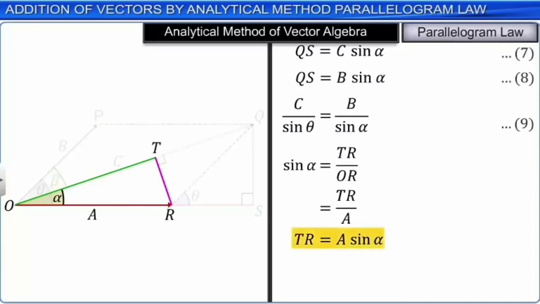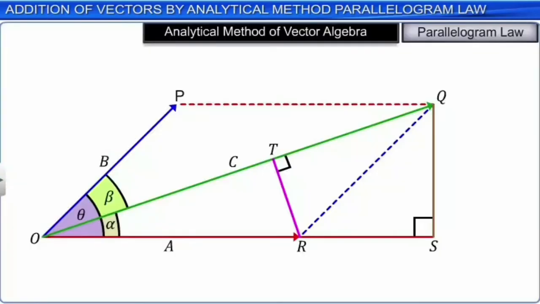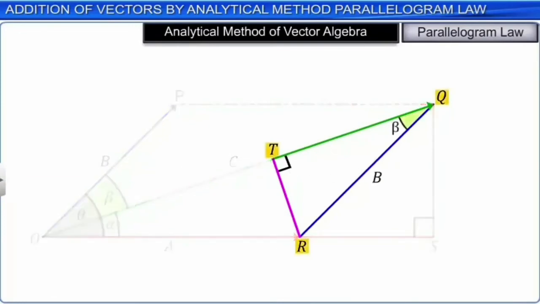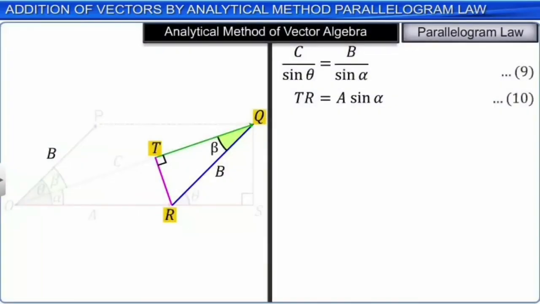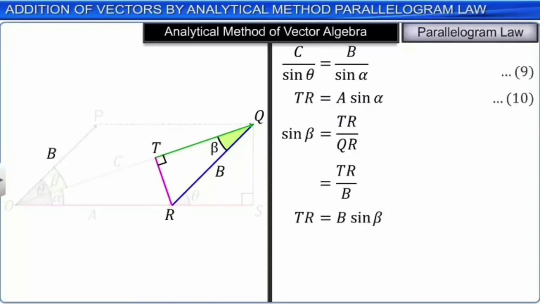Now consider the second triangle with TR as one side. That triangle is RTQ. In triangle RTQ, sin beta is equal to TR divided by QR. So we have sin beta is equal to TR by B, or TR is equal to B sin beta. Let's call it equation 11.